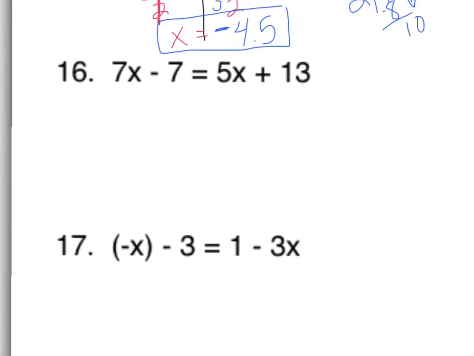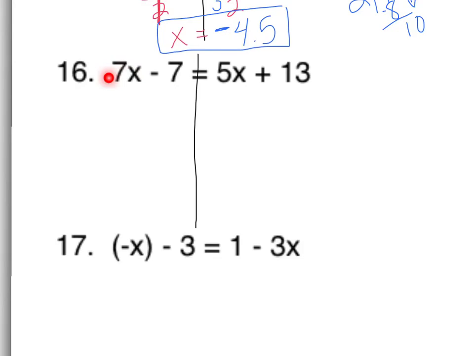Next one. Same thing. I'm going to draw my line down my equal sign. I'm going to look at my x's. I have x's on both sides. Which side has the bigger x? This side. So I like to move mine to the left side. It doesn't matter, you can move it to the right side if you want. I like to move mine whichever is bigger.